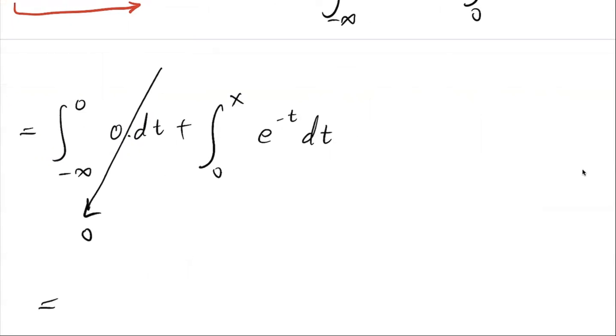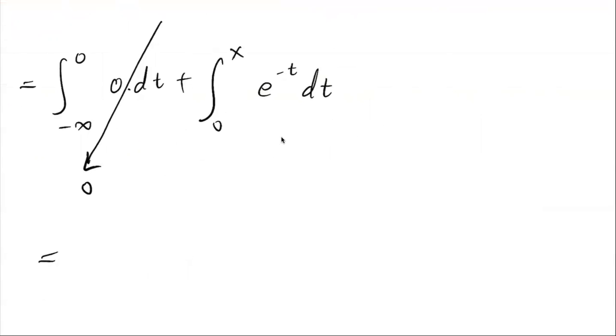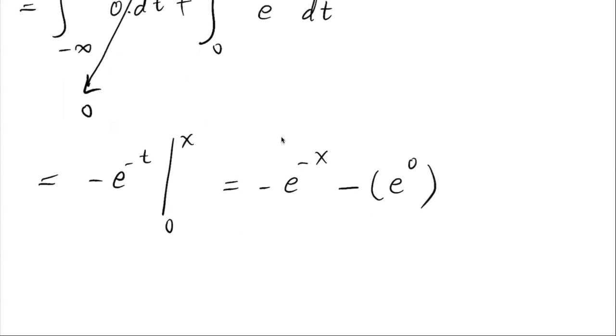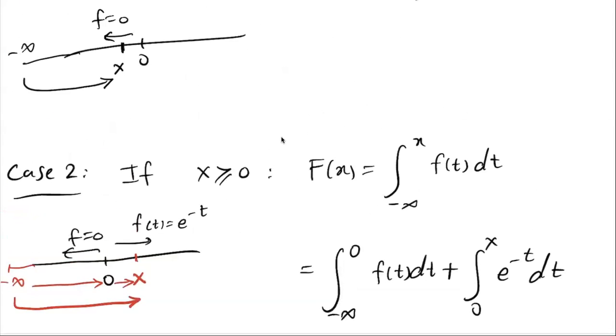And then I just need an antiderivative of e to power minus t, which we just said a few minutes ago is minus e to power minus t. Then I need to calculate this between 0 to x. So this becomes minus e to power minus x minus minus e to power 0. E to power 0 is 1. So the answer will be 1 minus e to power minus x. So this is the formula for capital F of x.